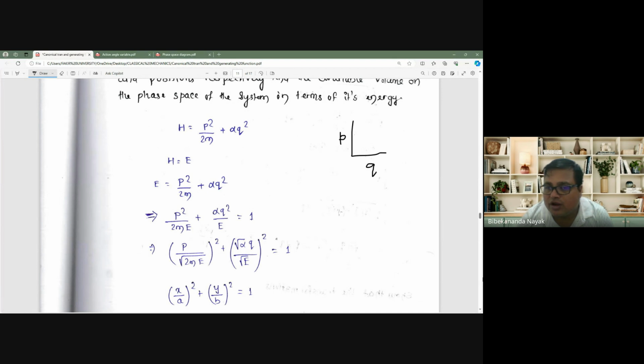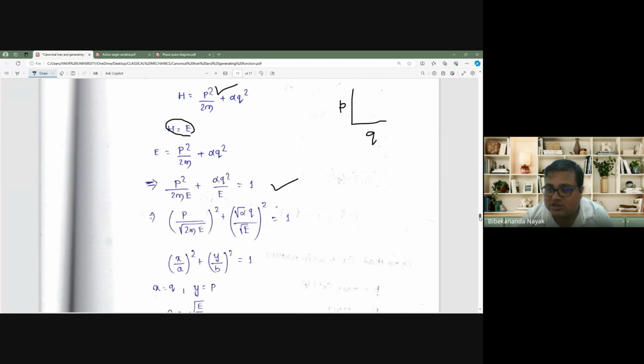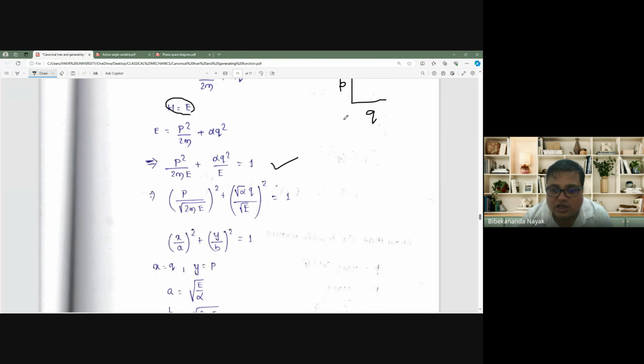Okay. The Hamiltonian is already given, and for a conservative system the Hamiltonian is the total energy. So E is equal to p square by 2m plus alpha q square. Dividing by E on each term, we get this, which we know for a harmonic oscillator is an elliptical phase space. This is the equation of an ellipse, x square by a square plus y square by b square equal to 1.